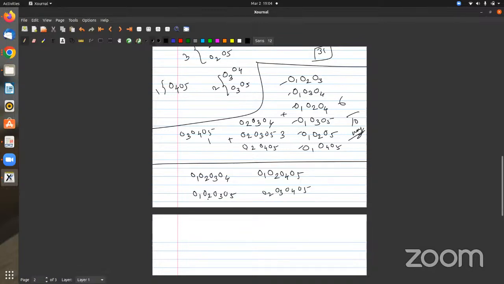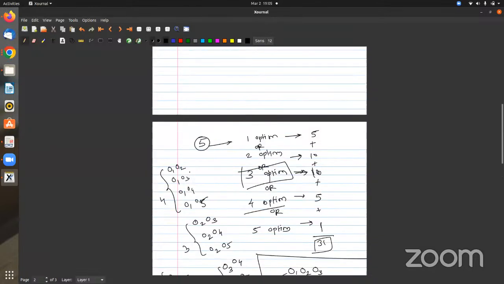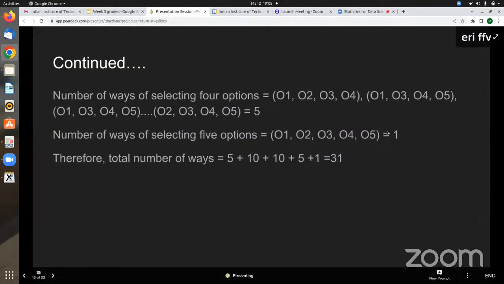Okay, so 1, 2, 3, 4, 1, 2, 3, 5, maybe 1, 2, 4, 5. Then 2, 3, 4, 5. What else is there? Maybe one more option: O1, O3, O4, O5. So these are the five ways, and I have written those five ways here. So 5 plus 10 plus 10 plus 5, and selecting all five options can be done in only one way: O1, O2, O3, O4, O5. So the total number of ways is 31. I hope it is clear to you. You can also solve it by yourself.